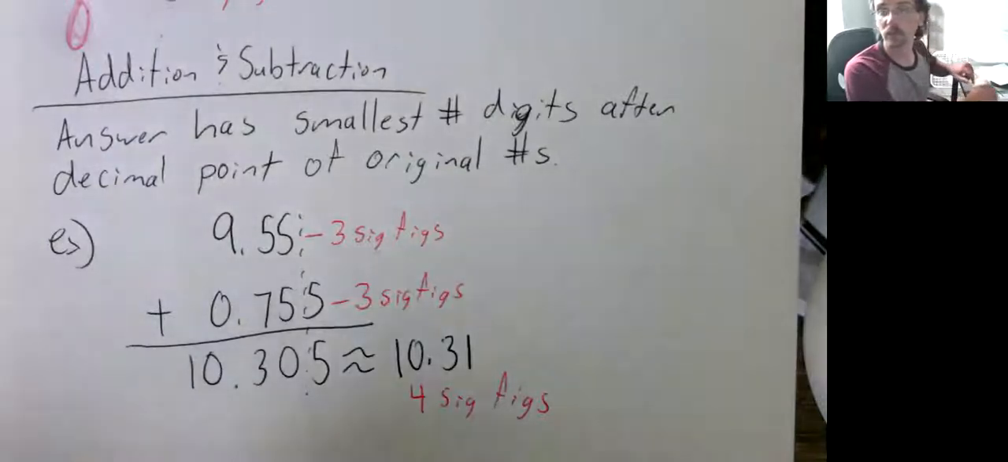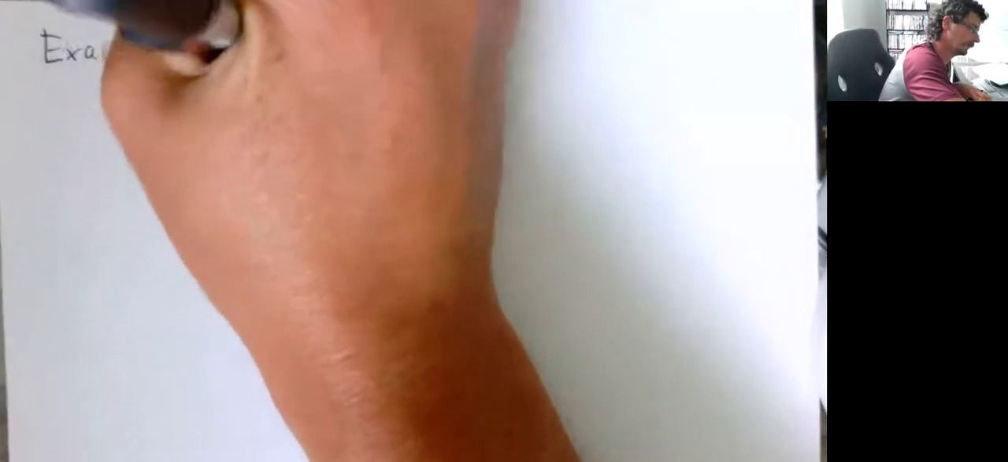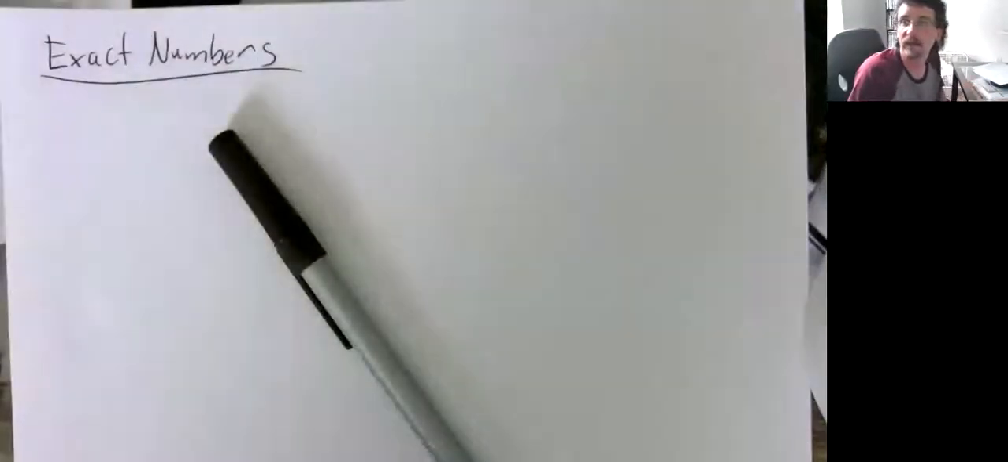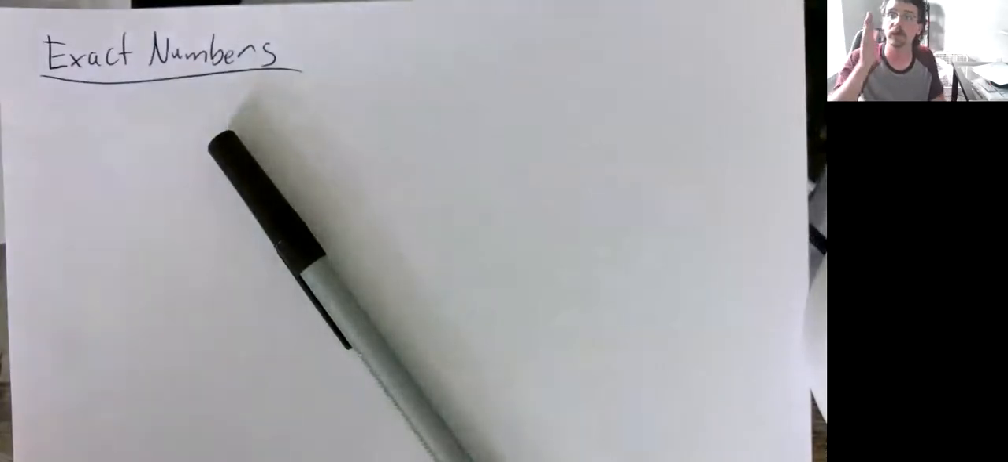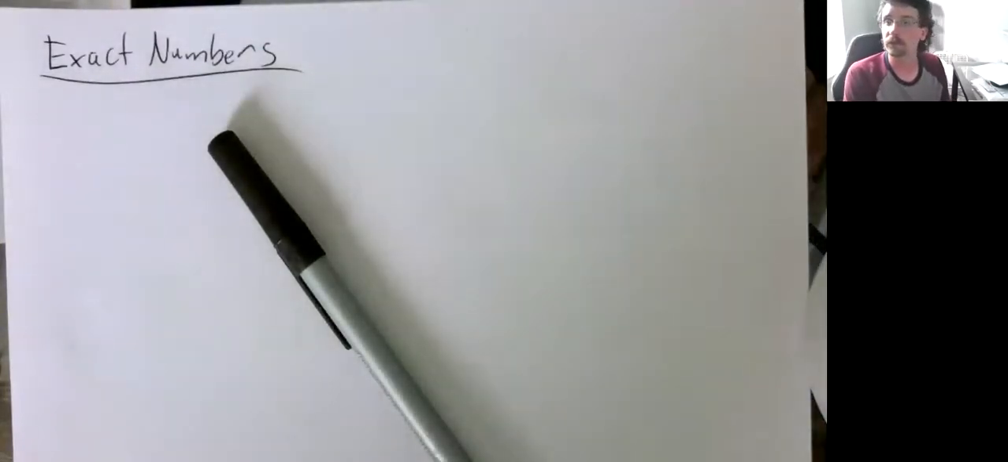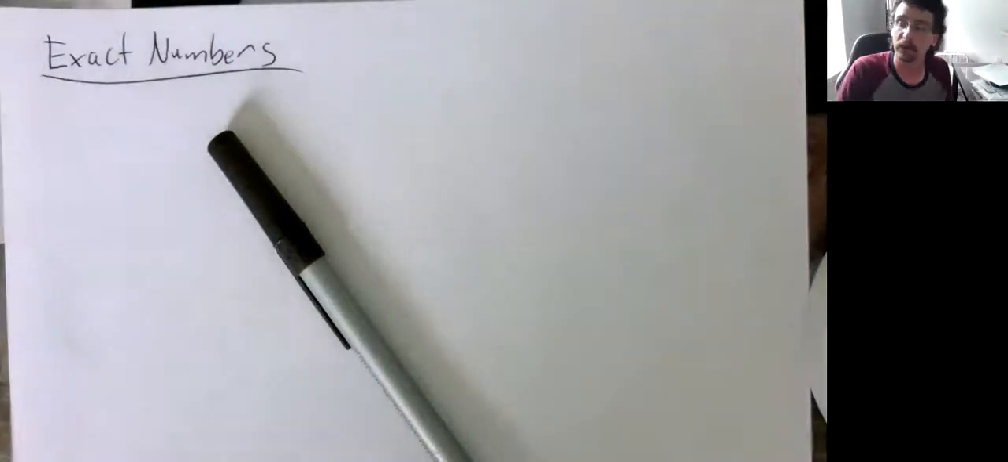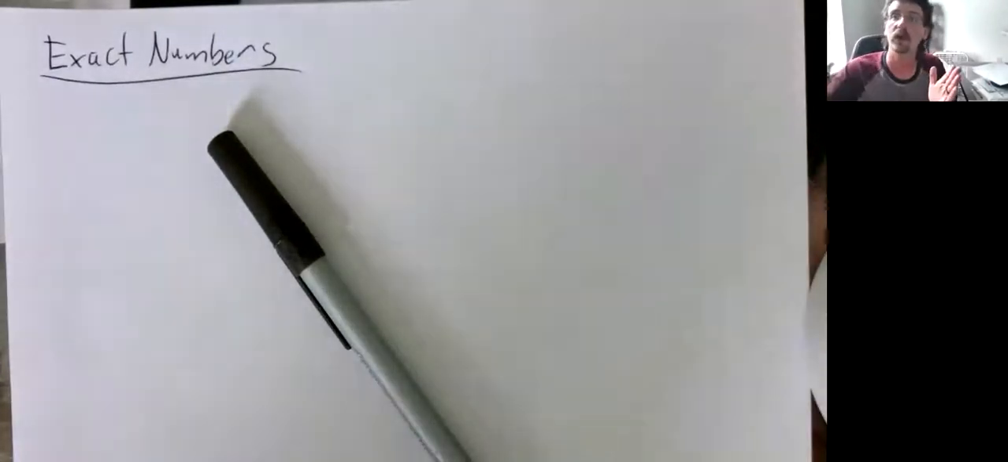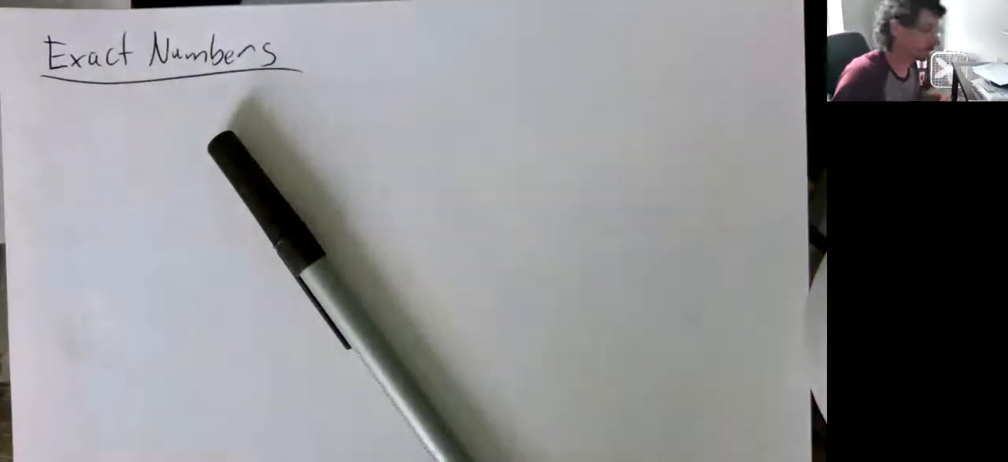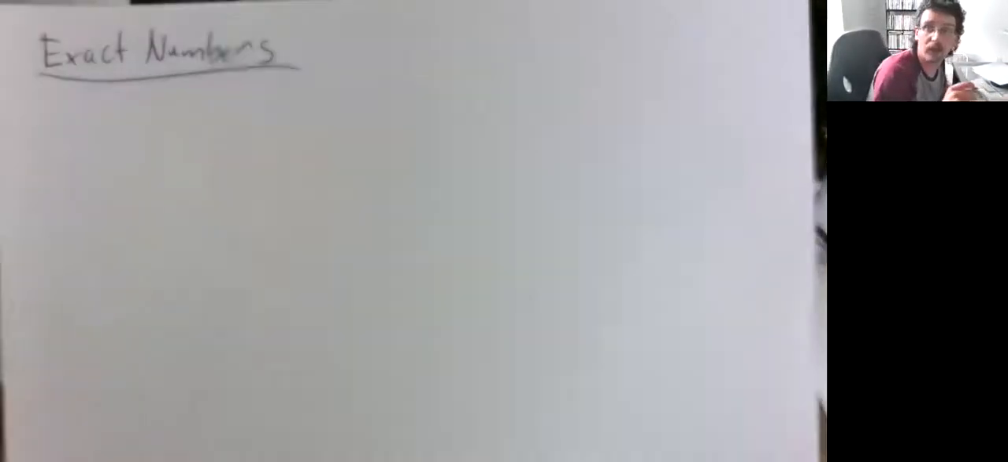Okay, the final rule has to deal with something called exact numbers. So exact numbers are numbers that are set up by definition that have an infinite amount of significant figures, or if you know them exactly. For example, if you have two apples on a desk sitting there, you have the number 2 exactly, 2.00 repeating. So it has an infinite amount of significance. Whereas there are some other numbers that are set up by definition to have a large number of sig figs.